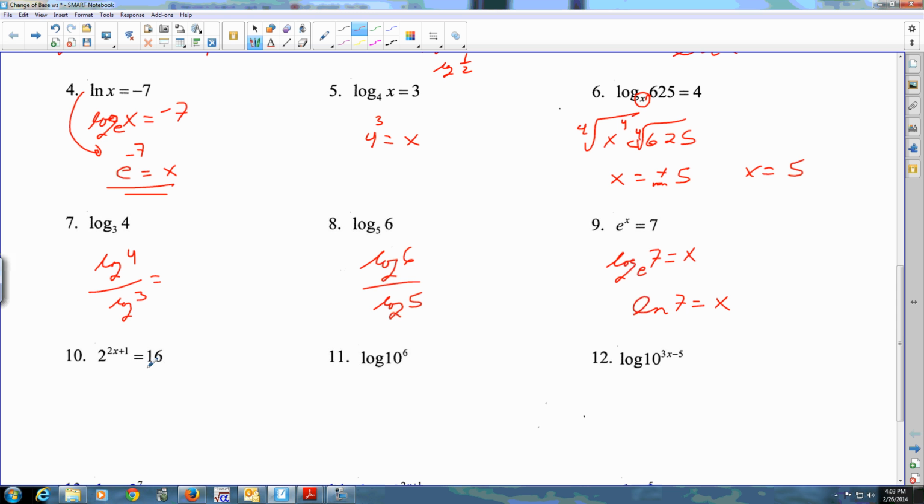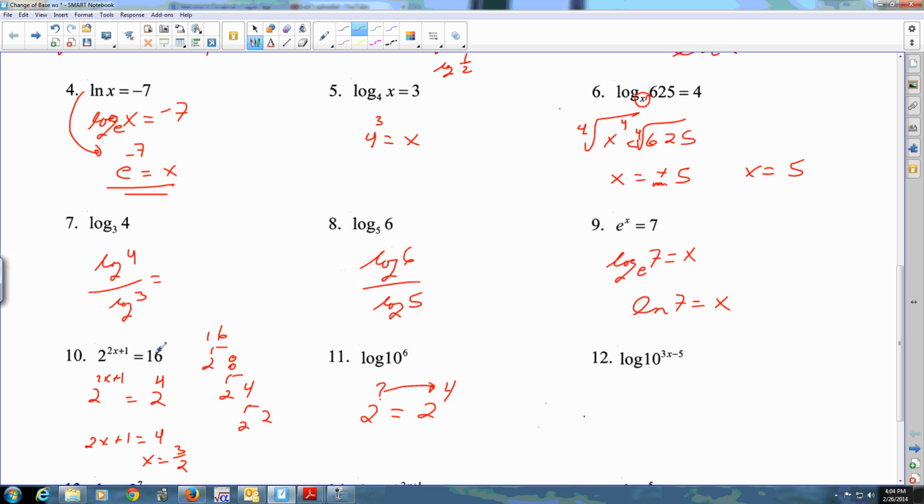This one, I'm going to prime factor this a bit to help you guys see what this is. So 16 is 2 times 8, 2 times 4, 2 times 2. So this is 2 to the 2x plus 1 equals 2 to the 4th. Now, think about this for a second. 2 to some power is equal to 2 to the 4th. The only way this is ever going to be true is if this power equals 4. So, 2x plus 1 equals 4. Subtract the 1, divide by 2, and x is equal to 3/2, and you got it.